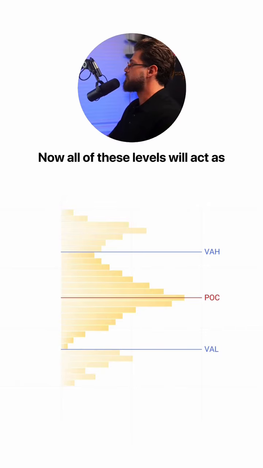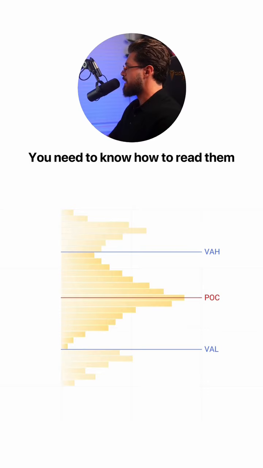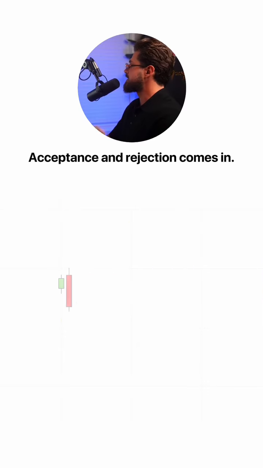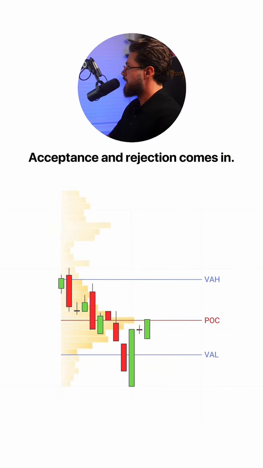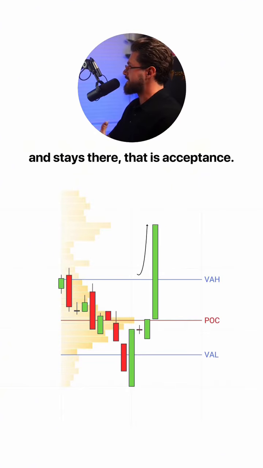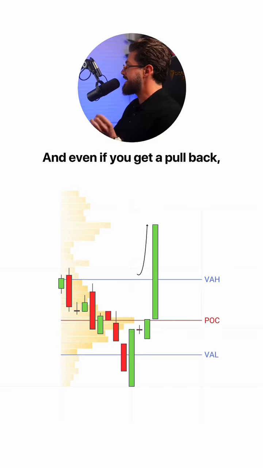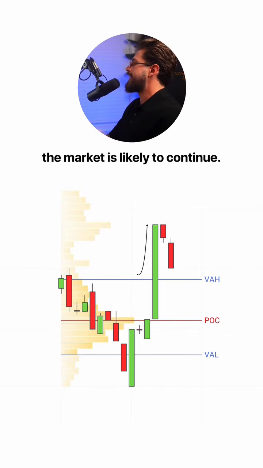Now, all of these levels will act as key levels you can use throughout the entire trading day, but knowing the levels isn't enough. You need to know how to read them. And this is where the next concept, acceptance and rejection, comes in. If price breaks above the value area high and stays there, that is acceptance. Market participants are accepting these new higher prices, and even if you get a pullback, the market is likely to continue.